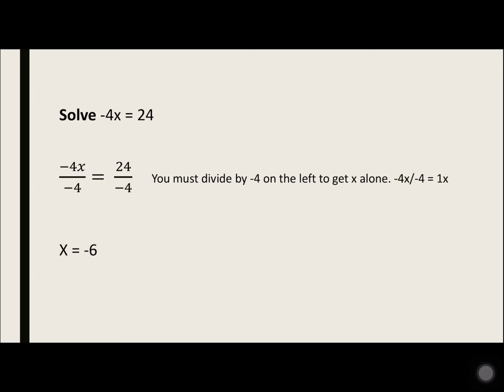Solve. Negative 4x equals 24. You must divide by negative 4 on the left to get x alone. If you divide by positive 4, you'll still have the negative. So you have to divide by negative 4, so both the negative and the 4 cancel. On the right, you have to do the same thing as the left. 24 divided by negative 4 equals negative 6.